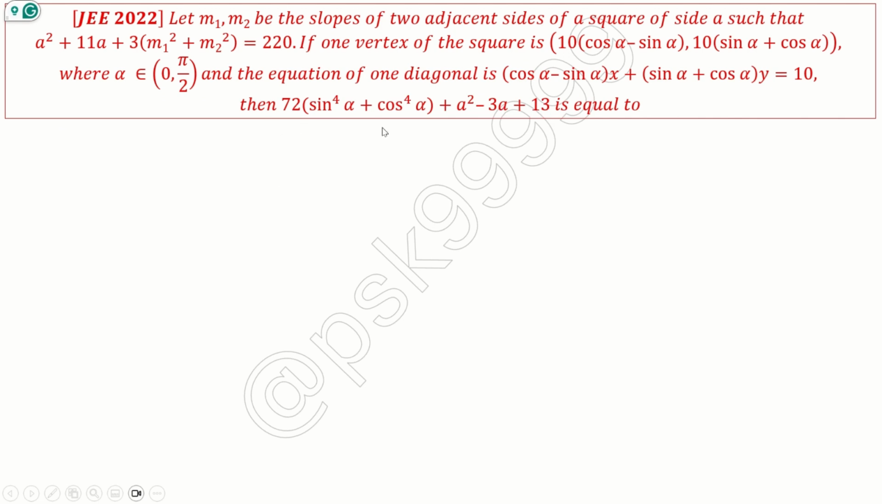Okay, then what is the value of this expression, this big expression, 72 times sine power 4 alpha plus cos power 4 alpha plus A square minus 3A plus 13. Okay, so let's do this. First thing again, draw the picture correctly.